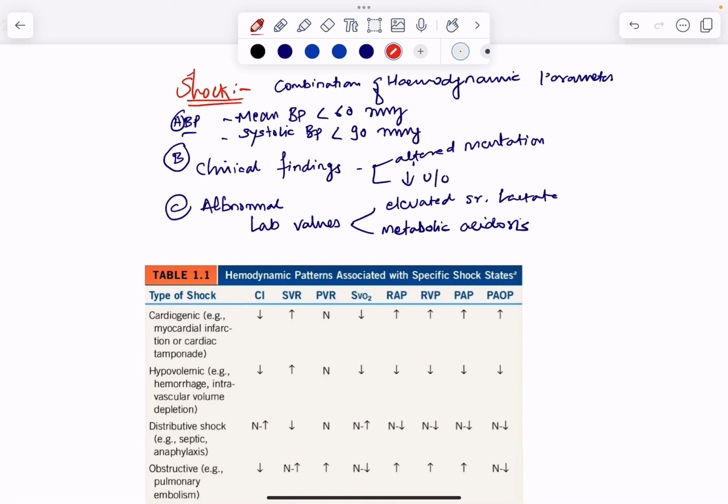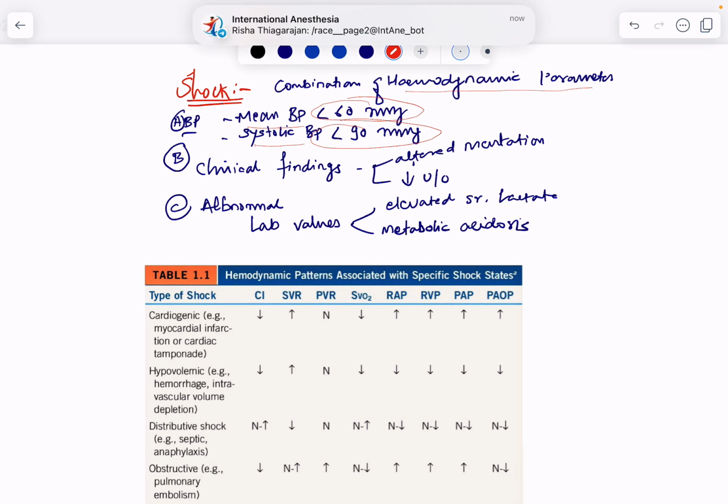Shock is nothing but a combination of hemodynamic parameters. Those hemodynamic parameters are: mean BP less than 60 millimeters of mercury, systolic BP less than 90 millimeters of mercury. So there are three parameters: blood pressure, clinical findings, and abnormal lab values. Mean blood pressure less than 60, systolic blood pressure less than 90 millimeters of mercury.